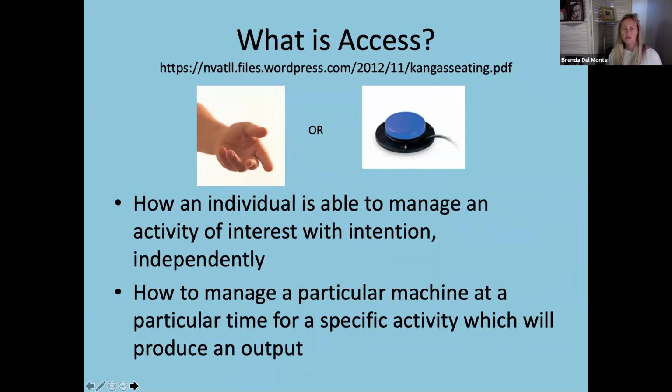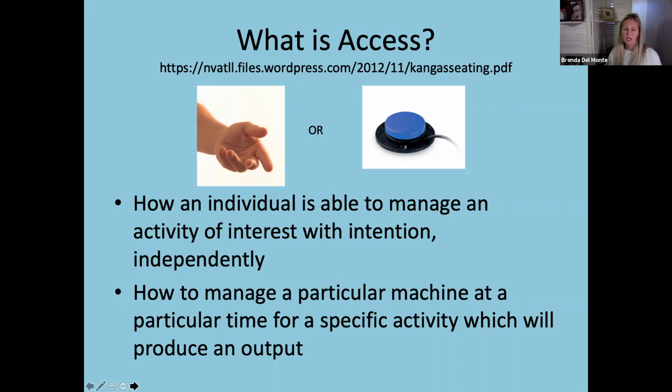Access is how an individual is able to manage an activity of interest with intention, independently. So access is not hand over hand. Access is not hand under hand. Access is what movement can they do voluntarily, intentionally, and independently most of the time. We're not robots, so 100% is probably not reliable, especially if you have cerebral palsy or some spasticity in your movements. They don't have 100% control of their bodies, but we're looking for intentional, independent movement.